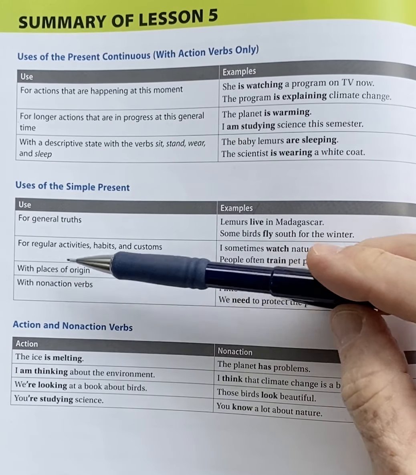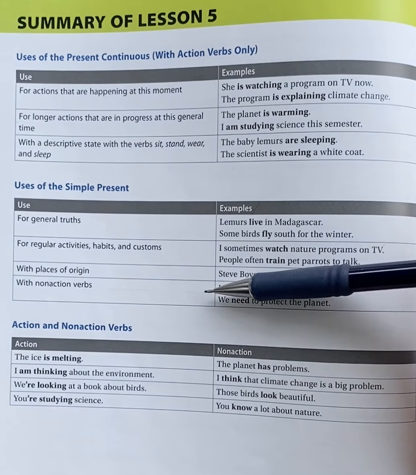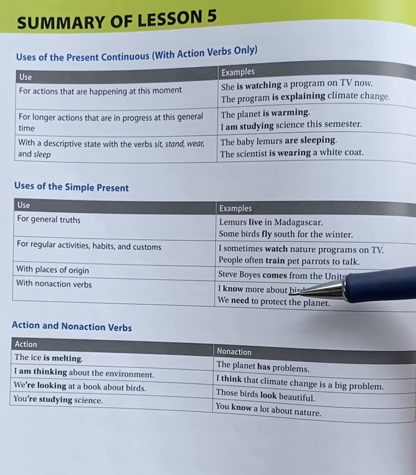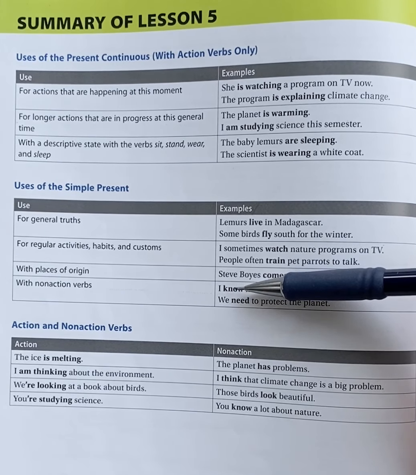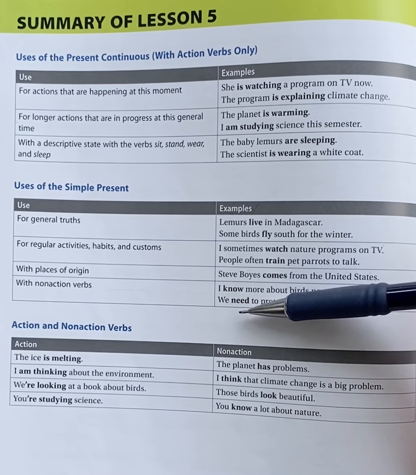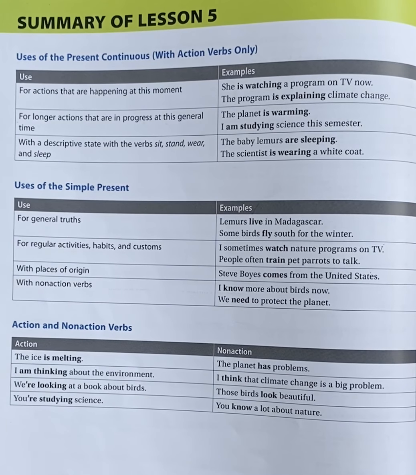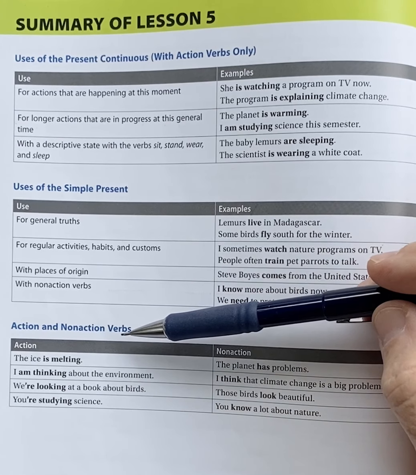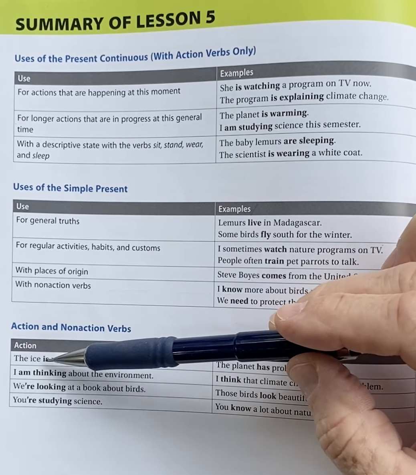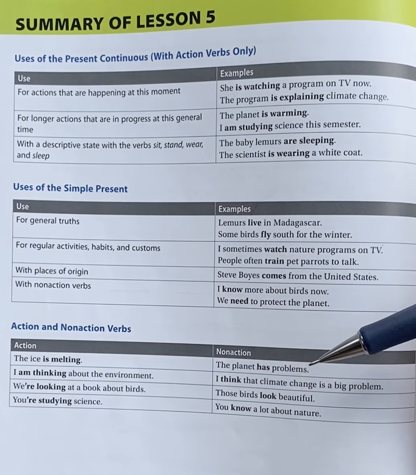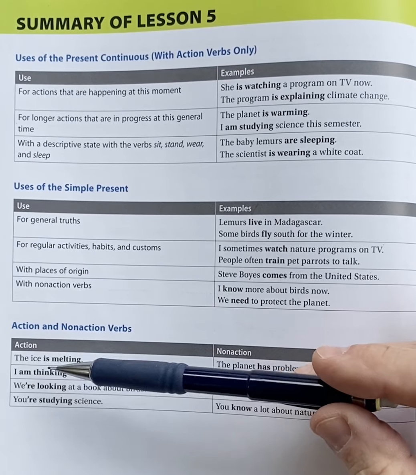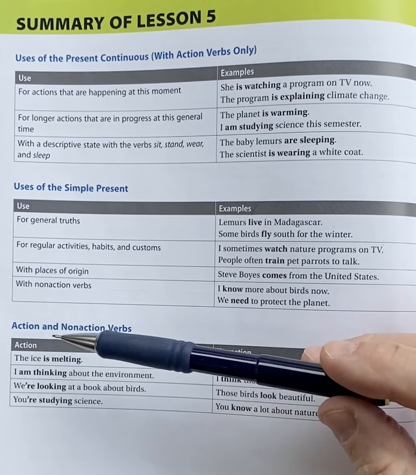With non-action verbs using simple present. I know more about birds now. We need to protect the environment. This is the use of simple present, and these are non-action verbs. And then we focused on action and non-action verbs. The ice is melting. That's an action verb. I am thinking about the environment.